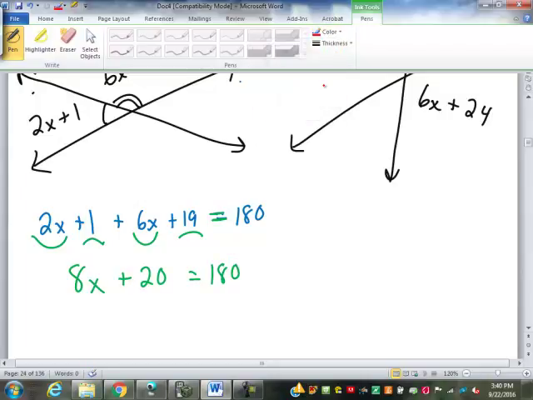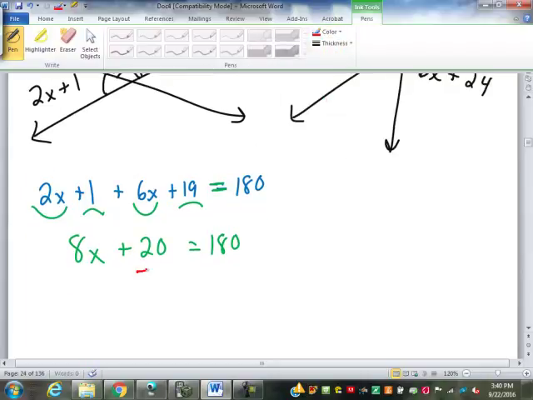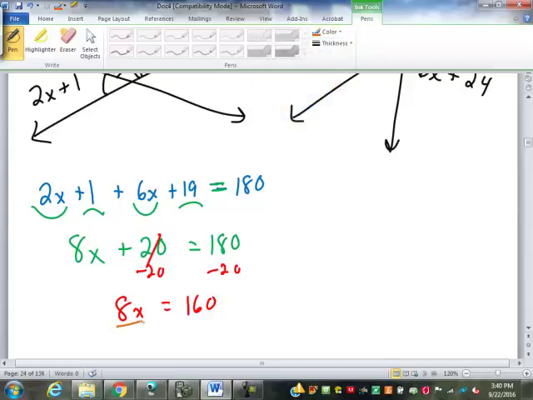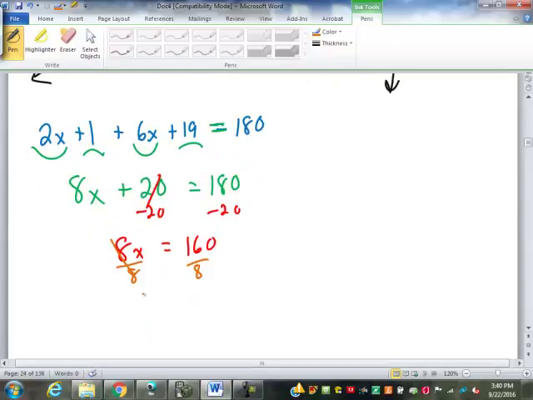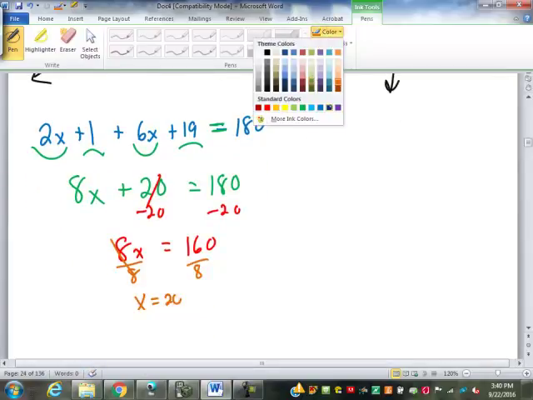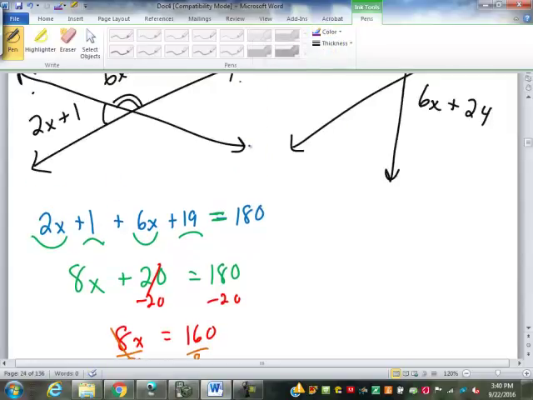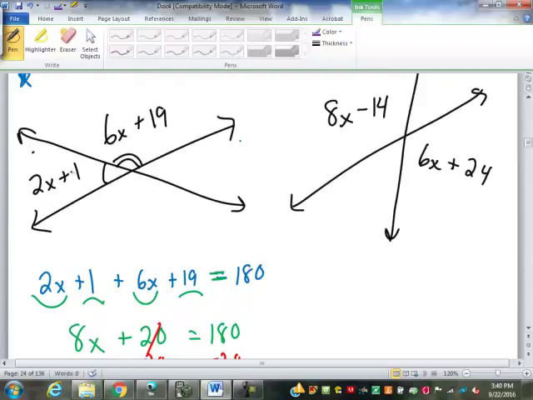What do we do? Subtract 20. 8x equals 160, and then divide by 8. So x equals 20. Are we done? No. What do we have to do? Perfect. Put x in here to figure out what the angles are.